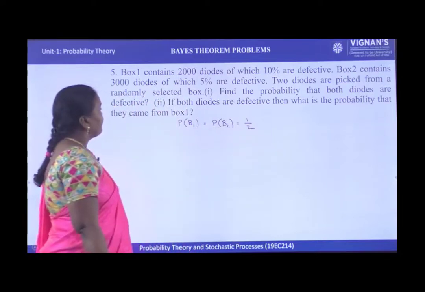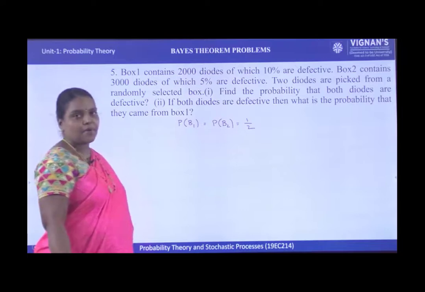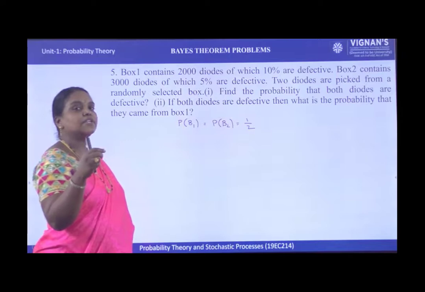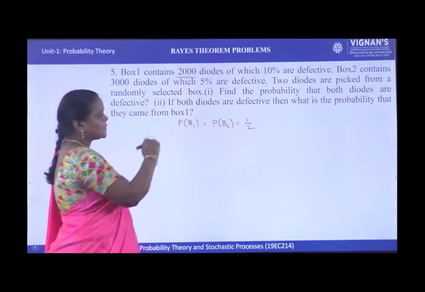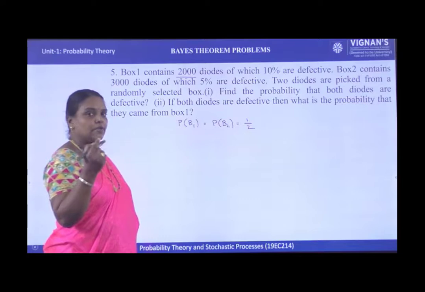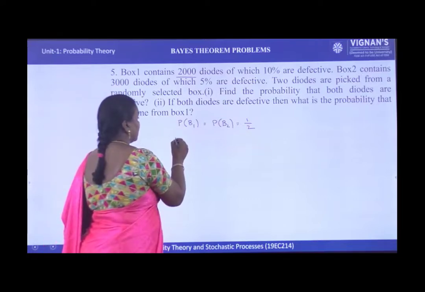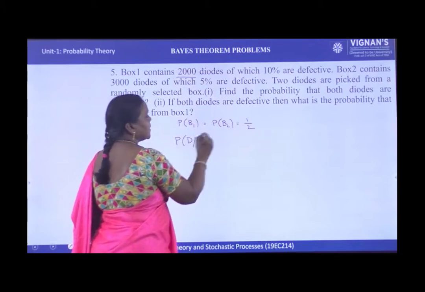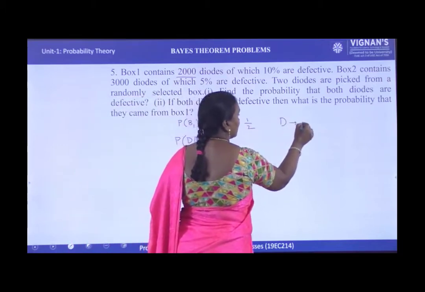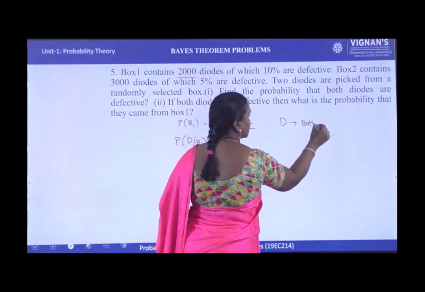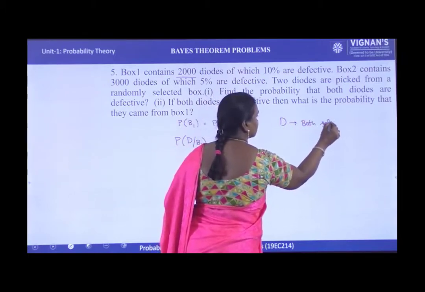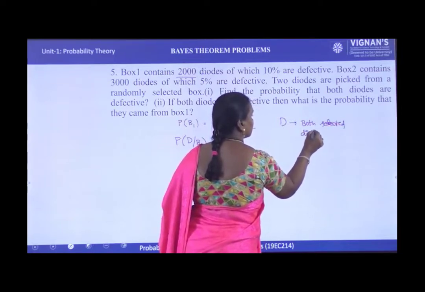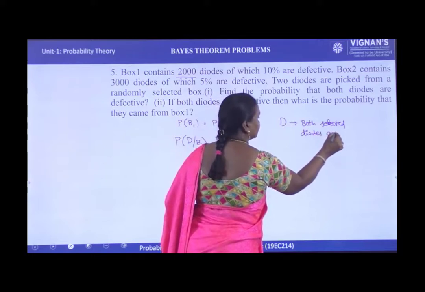Okay. And here after selecting the box, we need to select 2 diodes. And what is the probability? Both are defective. Okay, the experiment is selection of 2 diodes and both diodes defective probability means D by D1. Here D is the event, both selected diodes are defective.